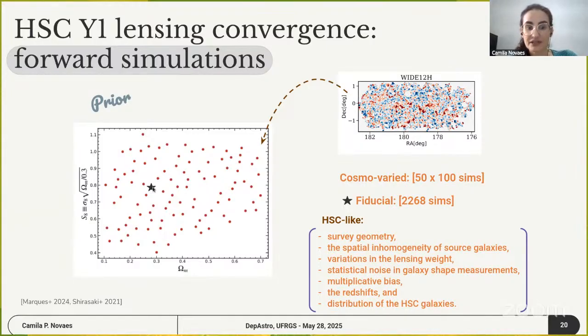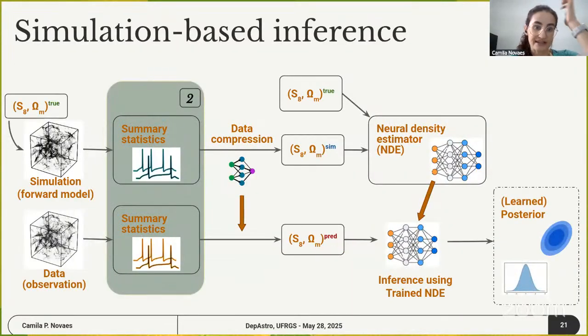And we have an additional set of simulations, a larger set that we call fiducial, that we don't use to train our model, but just use to test. And again, I would like to call your attention because all the simulations have to reproduce what we see from the data, which means we have to consider the same geometry, the same area of the sky, how the galaxies are distributed in the sky, and many other characteristics that we can get back to if you'd like to ask questions.